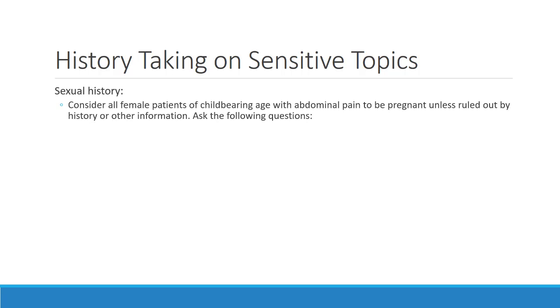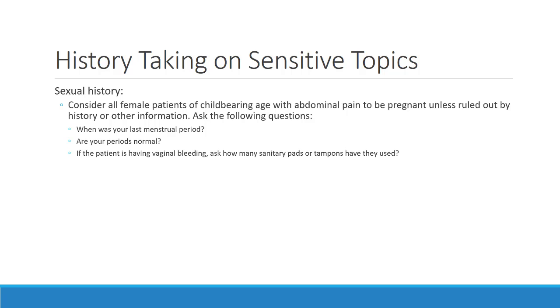It's important to get a sexual history for female patients of childbearing age, especially those with abdominal pain, to determine if they may be pregnant, unless it's ruled out by history or other information. So you want to ask the following questions. When was your last menstrual period? Are your periods normal? If the patient is having vaginal bleeding, ask how many sanitary pads or napkins have been used. So that's important to know, so that you can pass that information along to the physician at the hospital.